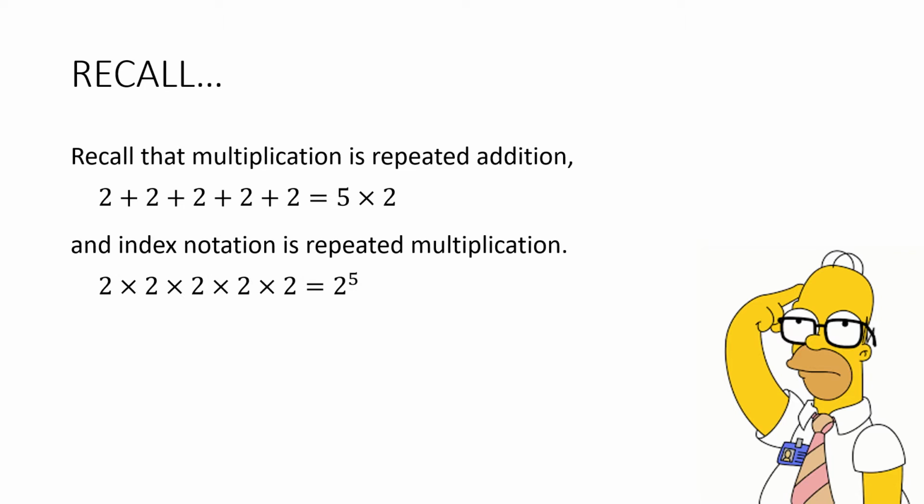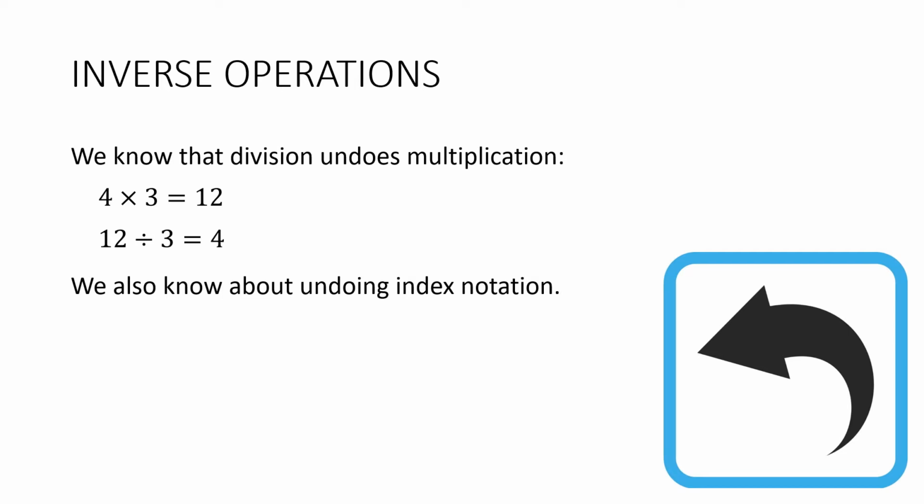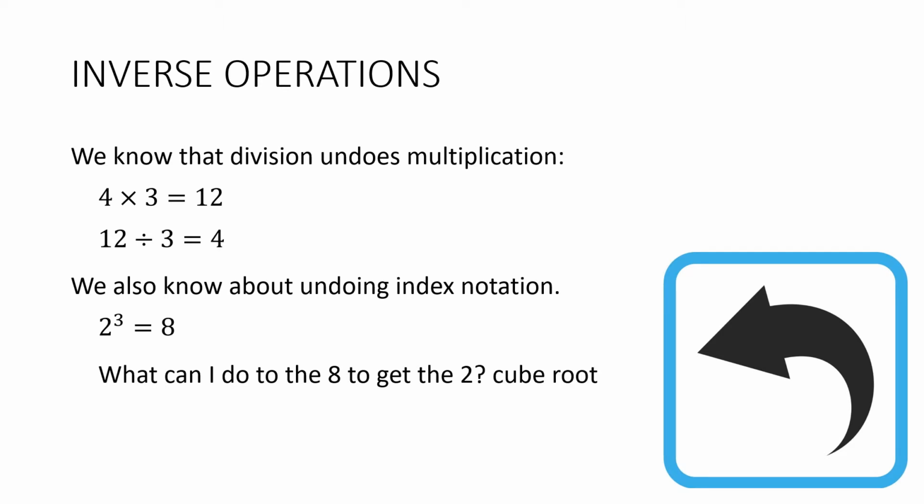of 5. We also know about inverse operations. We know that division undoes multiplication. So if we start with a number like 4 and multiply by 3, we get 12. How do I undo that multiply by 3? I divide by 3. Take my 12, divide by 3, I end up back where I started. We also know about undoing index notations. If we take 2 cubed is equal to 8, what can I do to the 8 to get back to the 2? I can do the cube root.